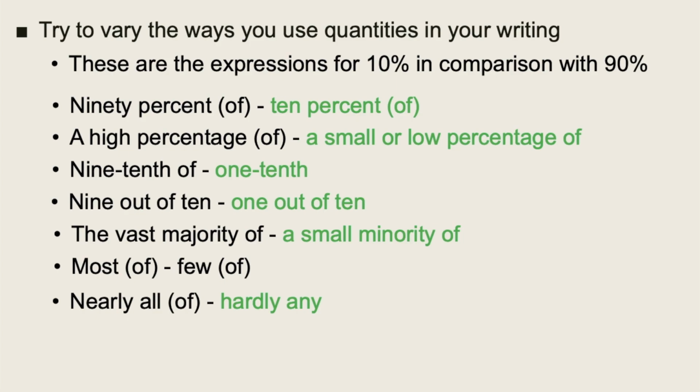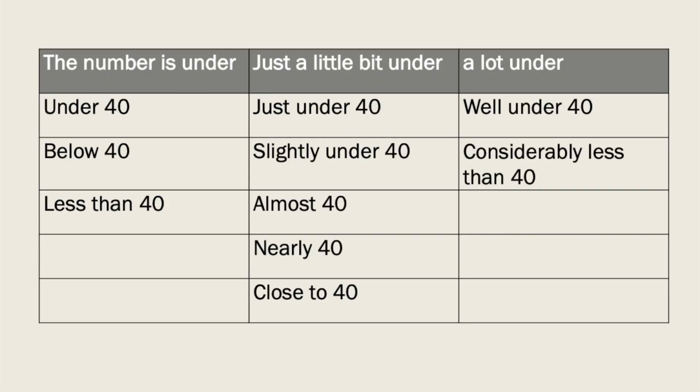In task 1, we have to describe figures and sometimes it is not clear. We don't have exact number. So when we don't have exact number, these are the words which you can use to describe. If the number is under, then you can write under 40, below 40, less than 40. But if it is just little bit under, then you can write just under 40, slightly under 40, almost 40, nearly 40, close to 40. And if it is a lot under, then you can write well under 40, considerably less than 40.